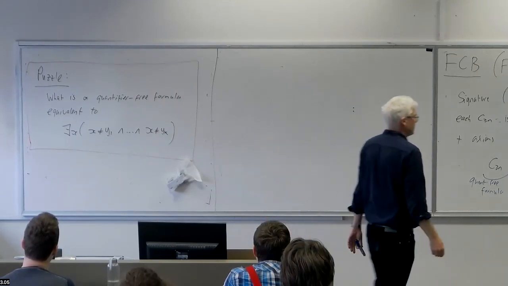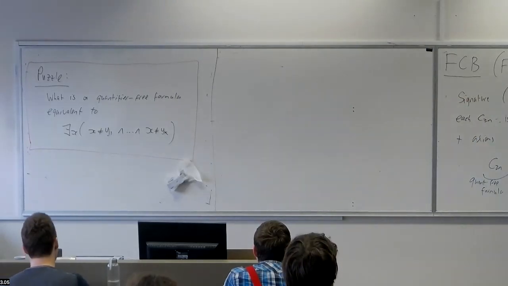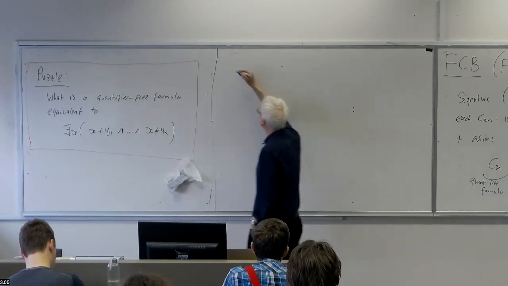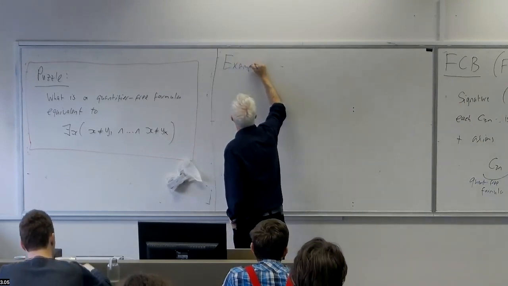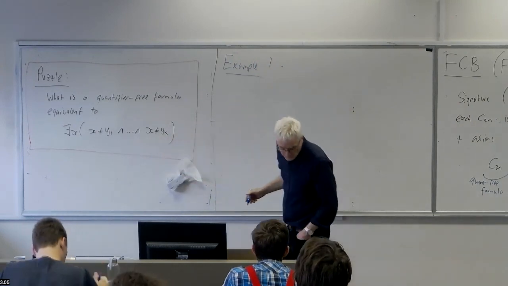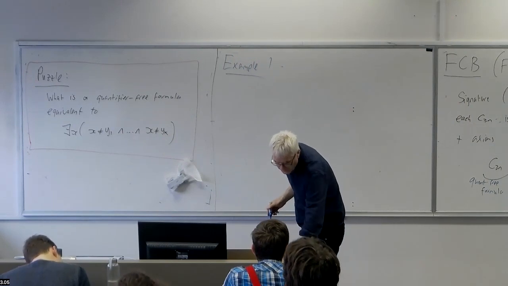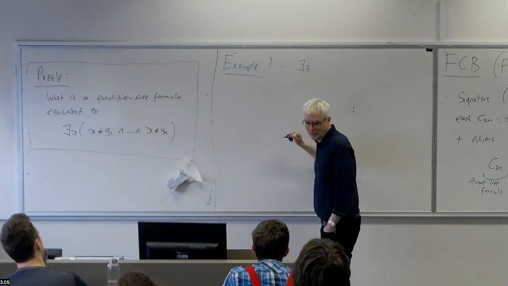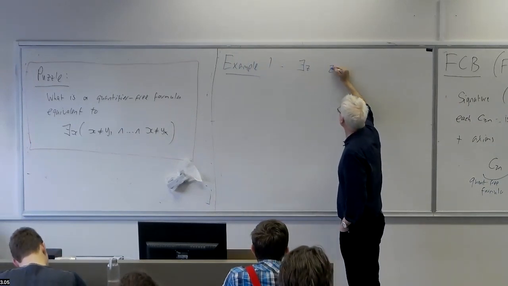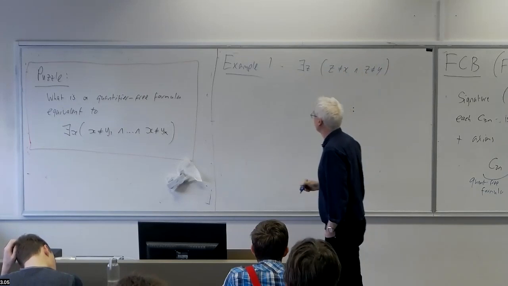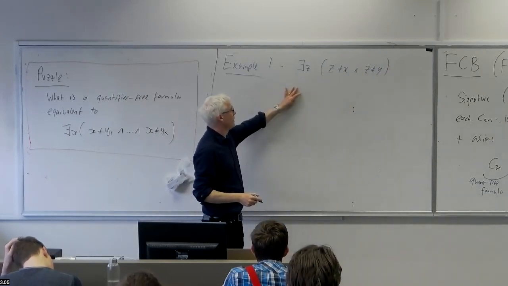So before giving the proof, I'm going to eliminate quantifiers from two particular formulas to see how it works. So example one is actually going to be an instance of this where k is 2. I'm going to call the variable z, just to confuse you a little bit. And we're going to say z is not equal to x and z is not equal to y. So what's the quantifier-free formula in this case?